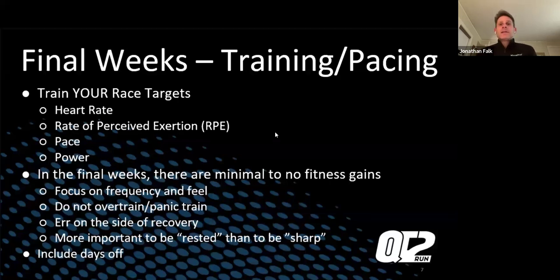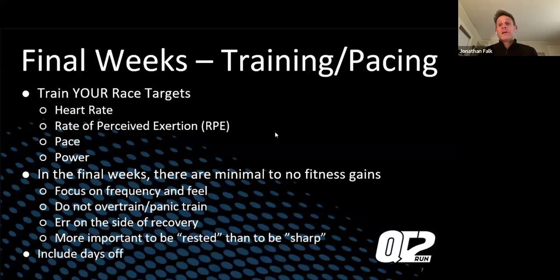Things to also think about in the weeks leading up to it is there's really not a whole lot to be gained by trying to sneak in an extra speed workout or adding extra miles to your training at this point. The expression, we're all familiar with, is the hay is in the barn. There's really nothing to be gained, and there's certainly something that can be lost, either due to injury or there are more risks than there are gains at this point.